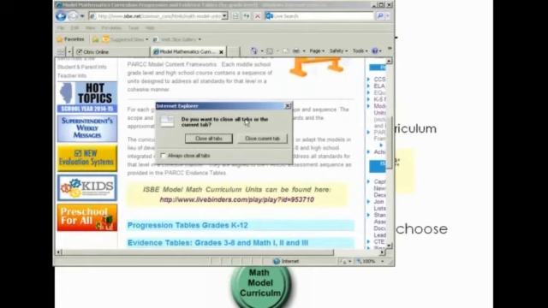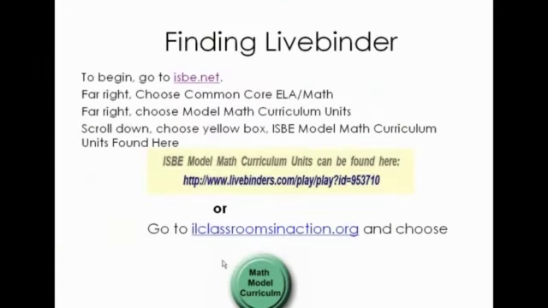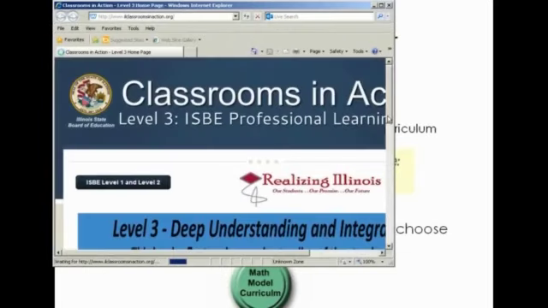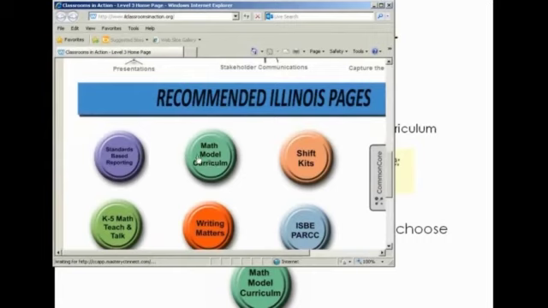In addition, you can also go to IllinoisClassroomsInAction.org, and that's actually fewer steps to get there if you choose this route. Once you click there, you will simply scroll down to find the green button, and clicking on the green Model Math Curriculum button will take you there as well. So those are two ways that you can find Live Binder at any time.